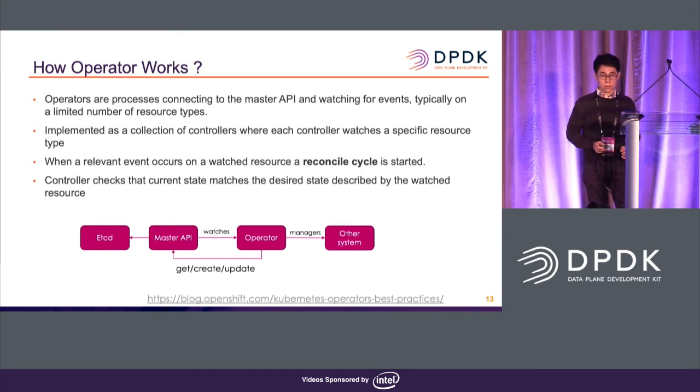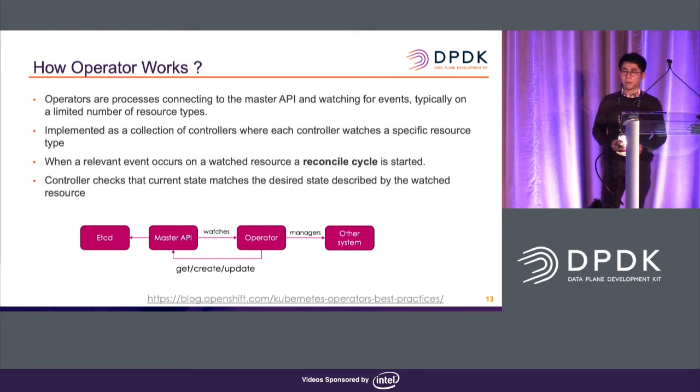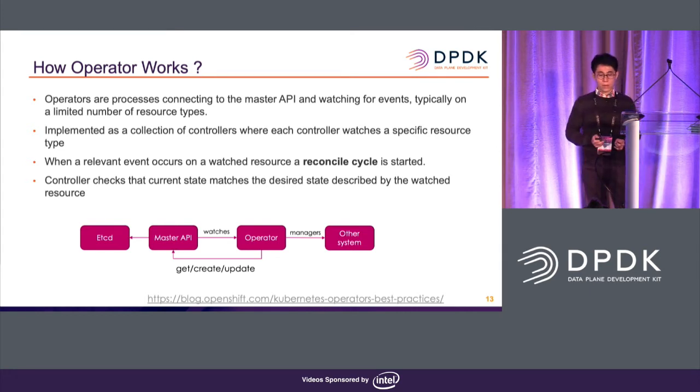So how does an operator work? The operator process connects to the master API and watches for events, typically on a limited number of resource types. It means the operator is a component intermediating between Kubernetes and the customized application, and they communicate with each other to manage your application from Kubernetes properly. And it's implemented as a collection of controllers.